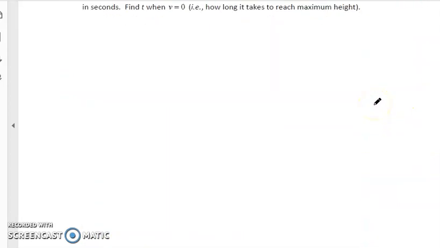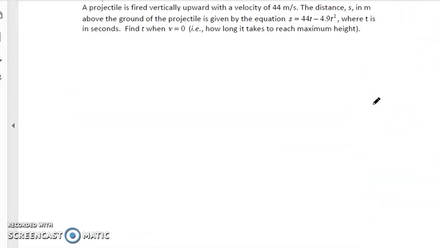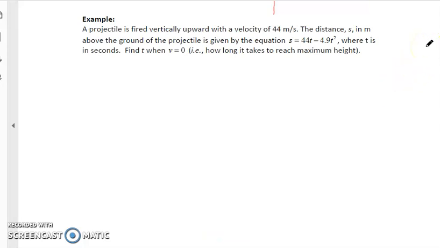And there's another example here now, and this is actually the last example that they've got. This one says that a projectile is fired upward with a velocity of 44 meters per second. All right, so at least we know now that the displacement is in meters, time is in seconds. The distance s in meters above the ground of the projectile is given by the equation s equals 44t minus 4.9t squared, where t is in seconds. Find the time when v is equal to 0.